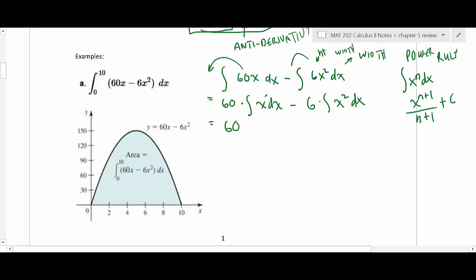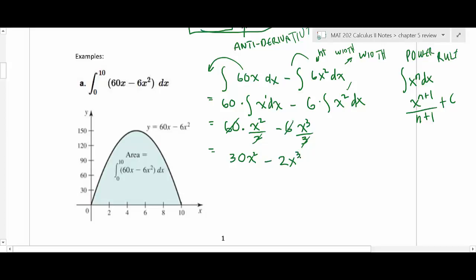So keeping that in mind, this is x to the first, so what's that? X to the second over 2, right? Okay, bring down the 6. What's the integral of x to the second? X to the third over 3, okay, like that. So that's it, okay? Now what you'd want to do is simplify whatever you can. 60 over 2 is 30, so that's 30x squared. 6 over 3 is 2, that's 2x to the third.